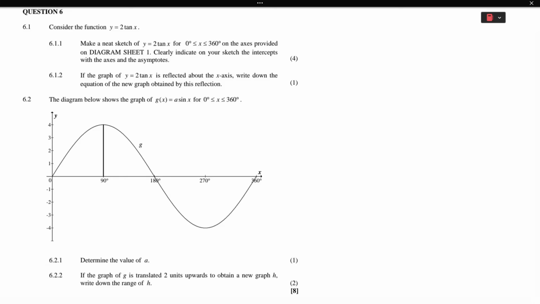Consider the function y is equal to 2 tan x. Make a neat sketch of y equal to 2 tan x from 0 to 360 on the axis provided in the diagram sheet. Clearly indicate on your sketch the intercept with the axis and the asymptotes. Right, so let me try to sketch it since we have this.